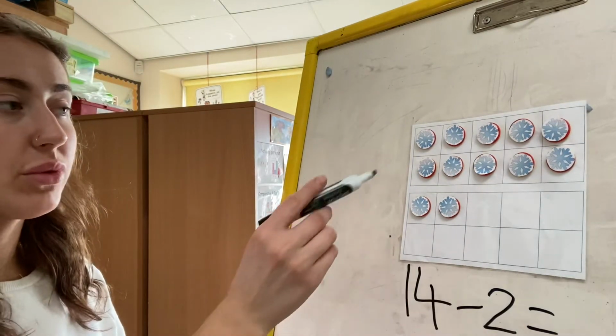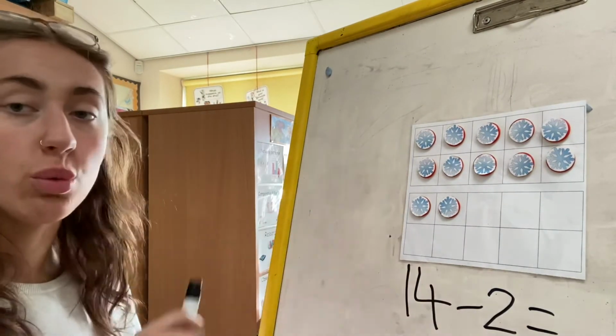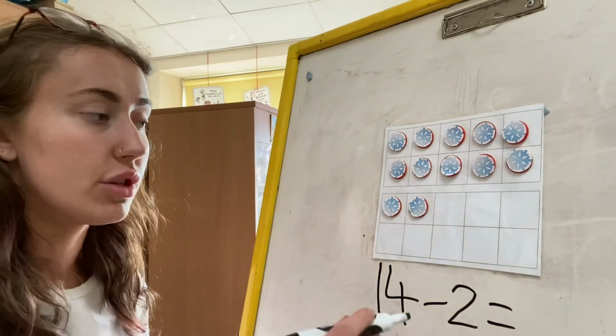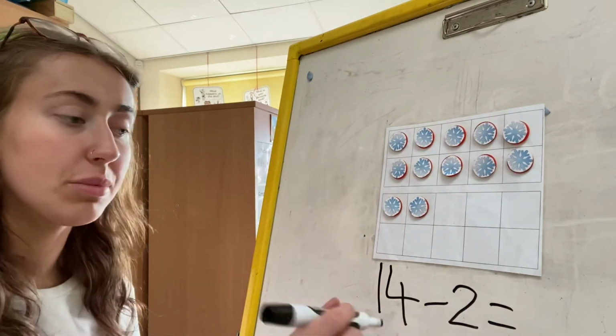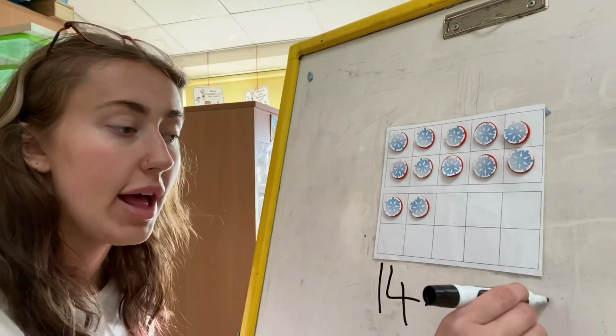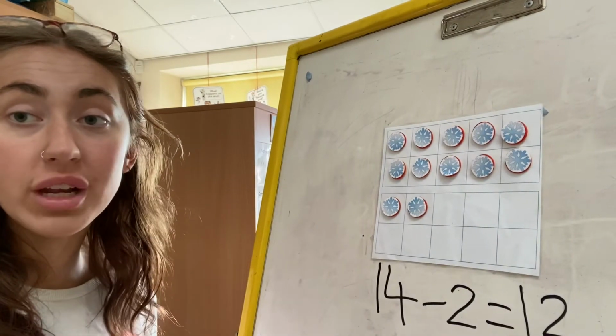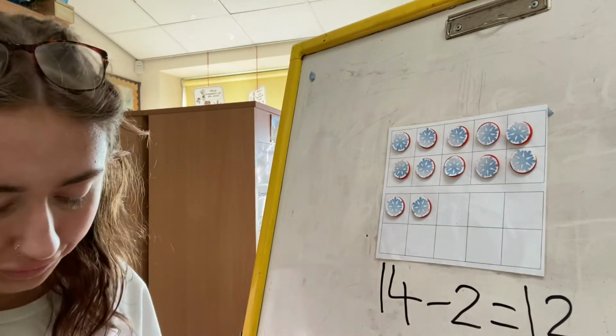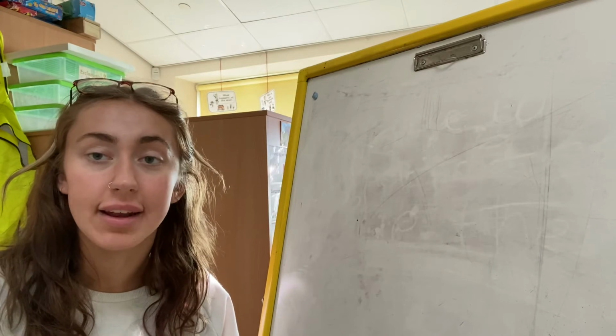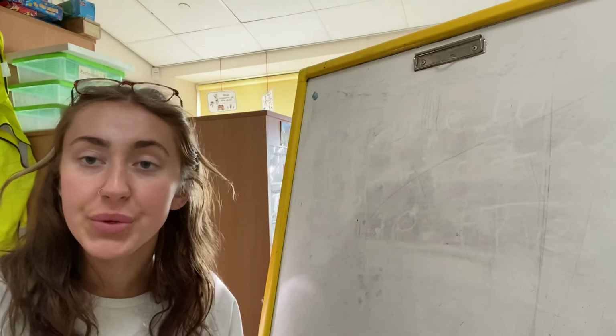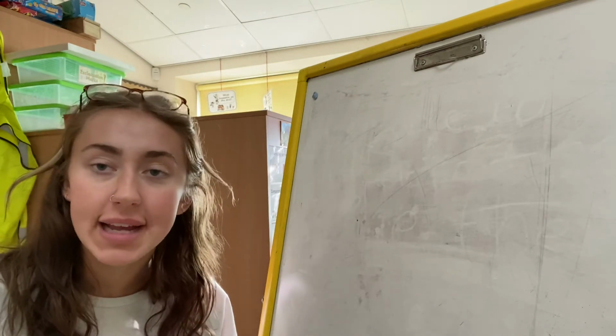And we're going to find out how many we've got left. We've got 1 ten and 2 1s. So that leaves us with 12. So 14 subtract 2 equals 12. Well done, everybody. That's really good work. I hope you really enjoyed today's lesson and you now know how to subtract within 20 using our tens frame.